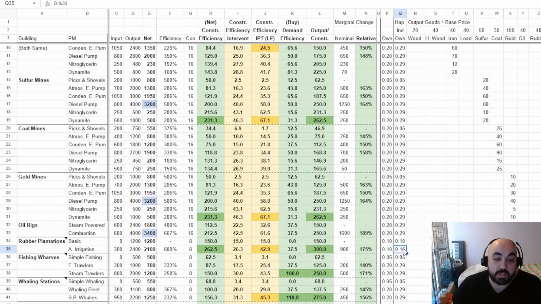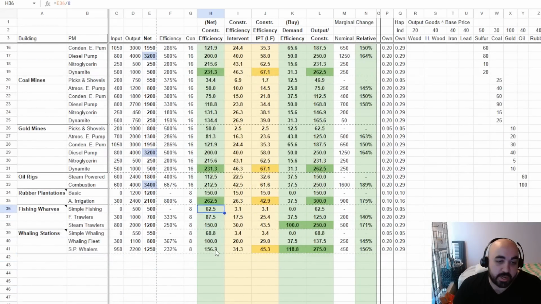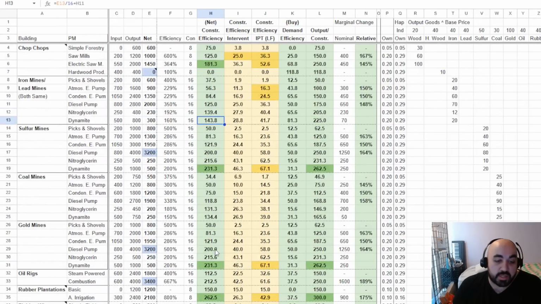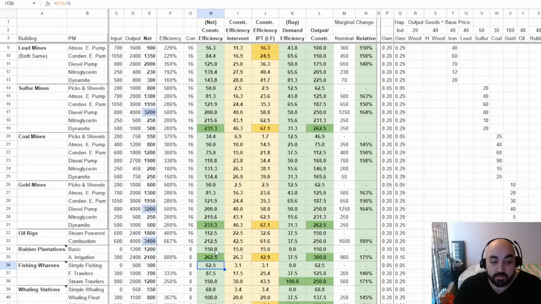You notice the numbers here are different for the rubber plantation. That's because these are landowner owned. And so, unfortunately, even though you have a really strong net output per construction, which is the output minus the input divided by the construction, even though you have a huge net, I believe it's the highest net in this entire section, the ownership of the building is such that it's not going to contribute as much to the investment pool.